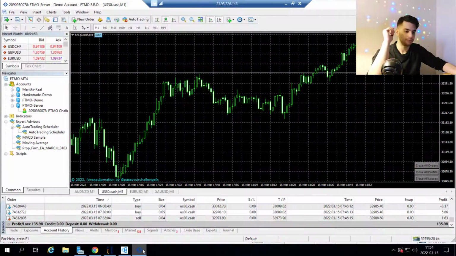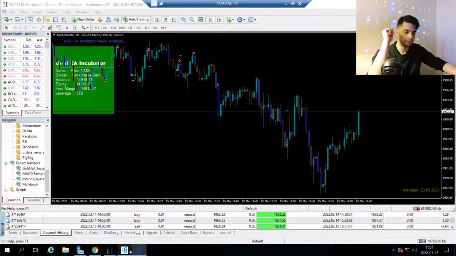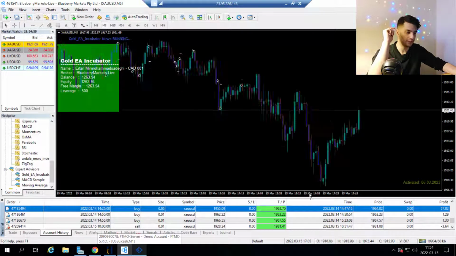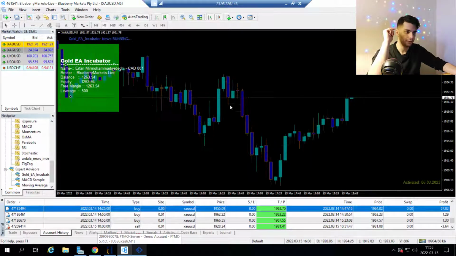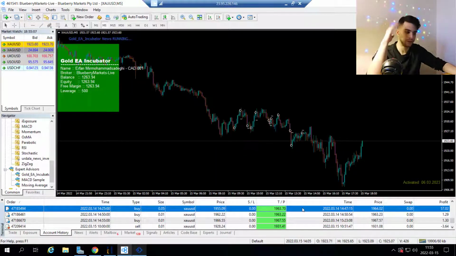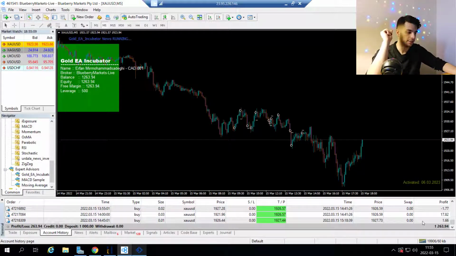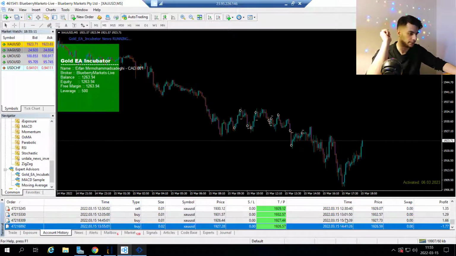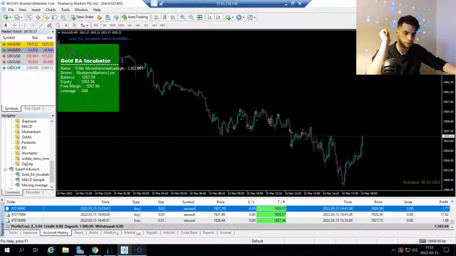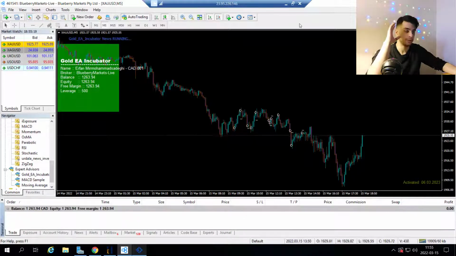And this is my VPS account. As you can see, these are the trades that it took. See, let me show you. These are the trades that it took in the past 24 hours during London session, completely hands-free. I didn't do anything myself, and these are the trades on March 15th. I don't know how many trades there are exactly, but I think it's more than 10. And in total, we are up $263, which is absolutely mind-blowing.